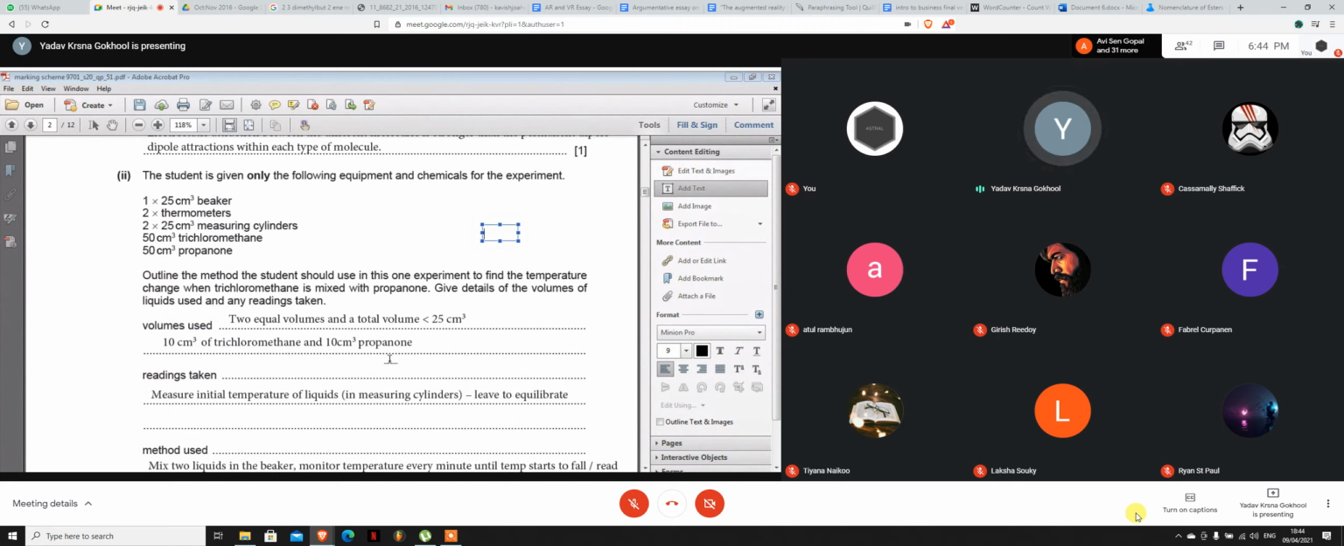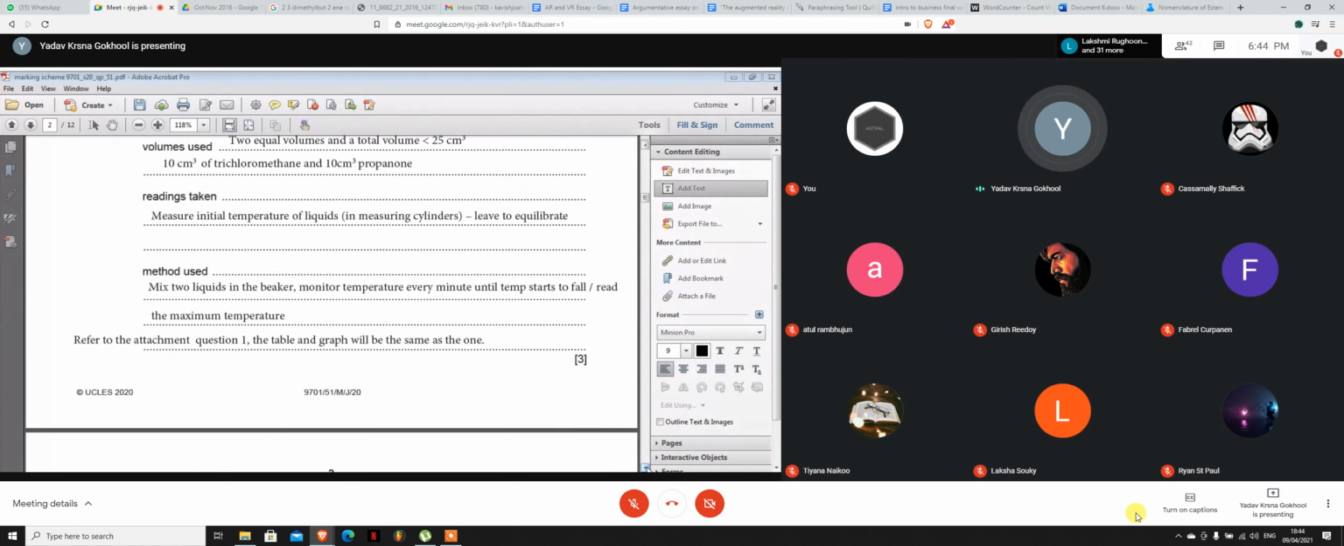I think we just did an experiment like that before the lockdown. Leave to equilibrate is we just do not dip the thermometer. We have to leave it for some time, just like we do in practicals. And then, for the method, we mix the two liquids in the beaker, then we monitor the temperature every minute until the temperature starts to fall or reaches the maximum temperature.